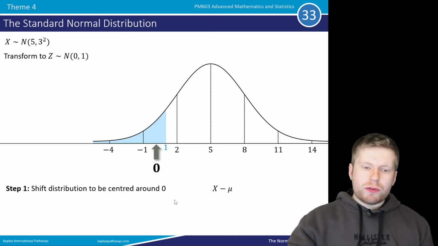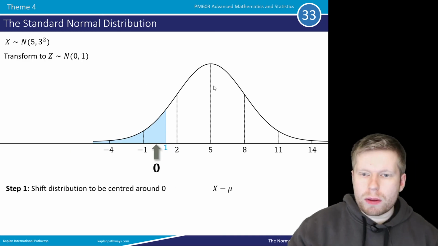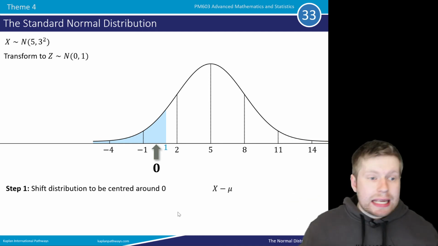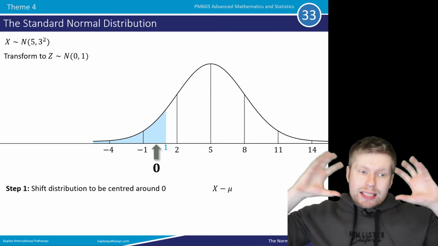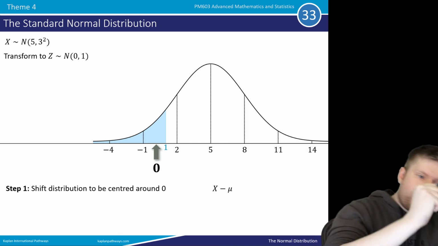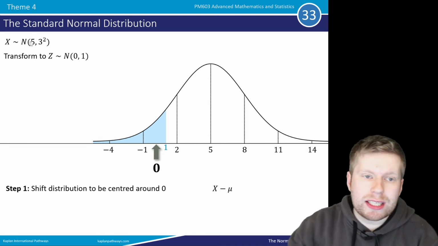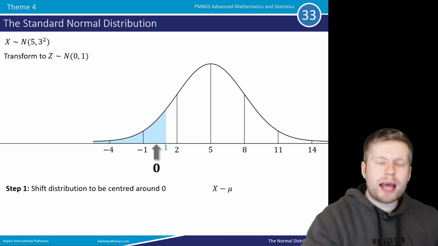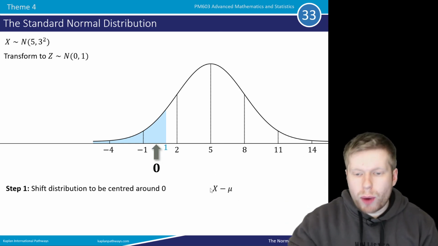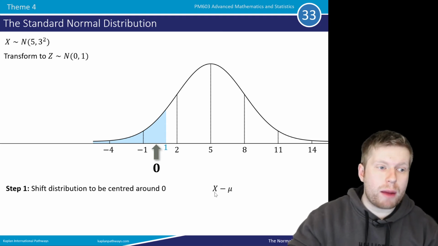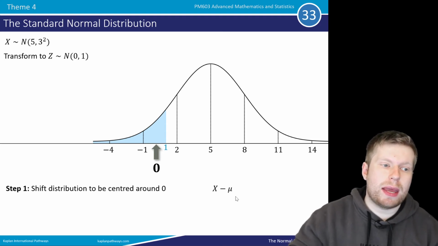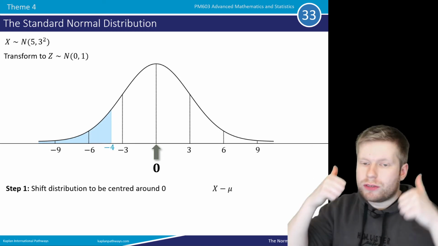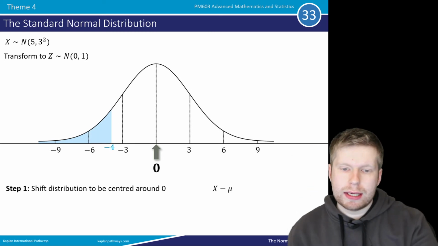So what I need to do first of all is shift it so that the mean isn't around 5, but around 0. That's really easy to do. All I need to do is take my outcomes and shift them to the left by 5. In other words, instead of it being centered around 5, let's center it around 0. So just move the entire distribution to the left by 5. The way to do that is by taking all my random variables, so x, and taking away my mean. If I do that, they're now all centered around 0, which is fantastic. That's exactly what I want.